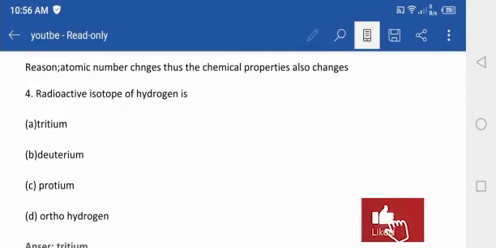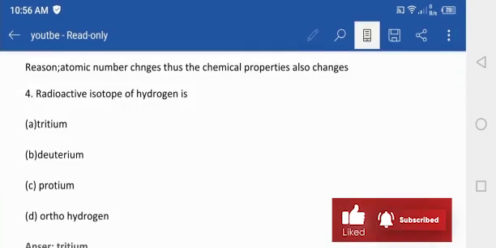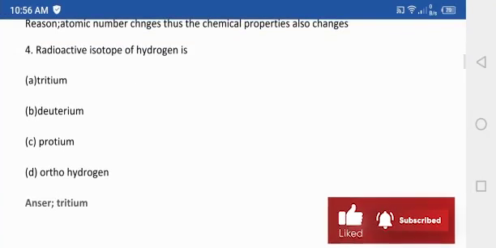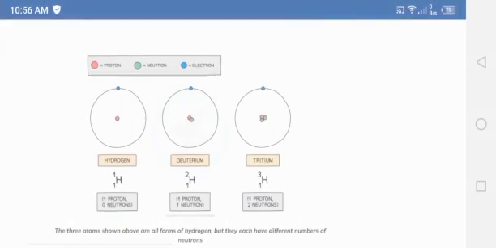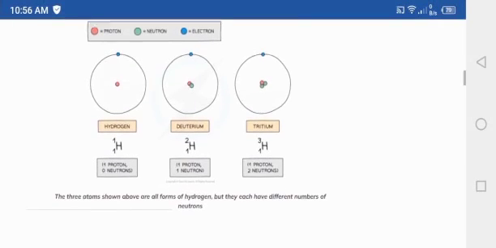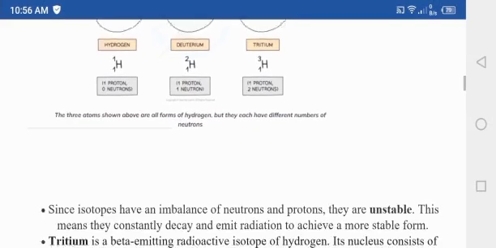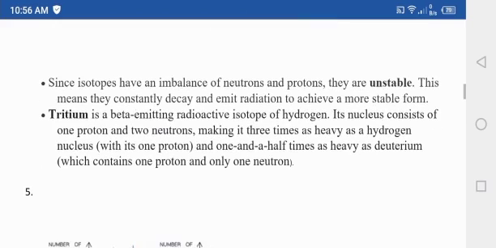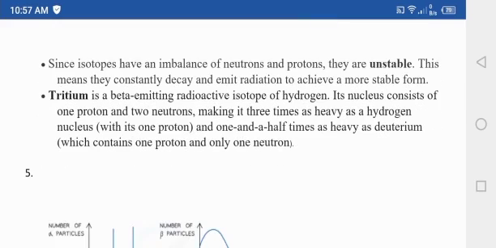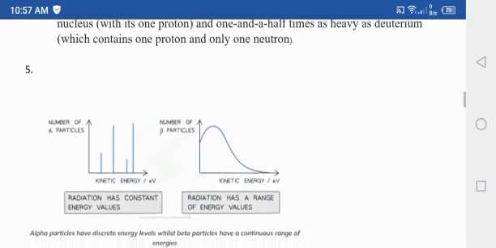Okay, the fourth MCQ. The radioactive isotope of hydrogen is: tritium, deuterium, protium, or orthohydrogen. The answer is tritium. The figure is shown of hydrogen, deuterium and tritium, and their differences in protons and neutrons are also shown. Next, isotopes have an imbalance of neutrons and protons, so they are unstable and they decay and continually emit radiations to achieve a more stable form. Tritium is a beta emitting radioactive isotope of hydrogen. This may come as an MCQ, and its nucleus consists of 1 proton and 2 neutrons.